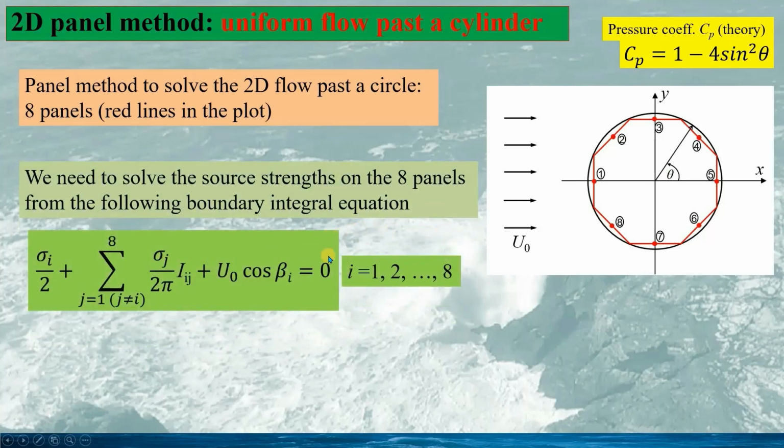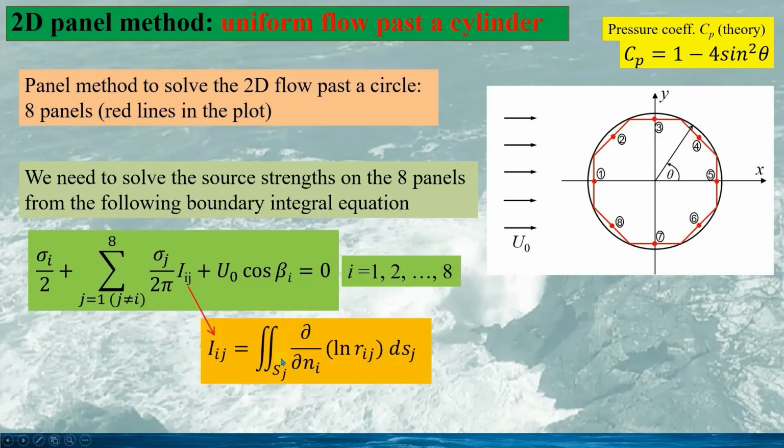We have shown previously that the boundary integral equation for 2D potential flow would be given as this. And here we have 8 panels. In this example, I will show how we can calculate capital Iij, defined as this. For this simple problem, we have the analytic solution for this integral.